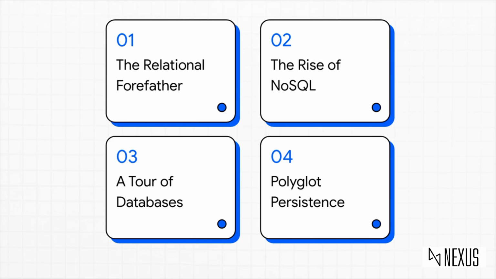So here's the plan. First, we'll meet the granddaddy of them all, the relational database. Then we'll dig into the massive shift that gave rise to NoSQL. After that, we're going to take a quick tour of the most important database types out there today, and we'll wrap it all up by seeing how modern systems use all of them together in an approach called polyglot persistence.